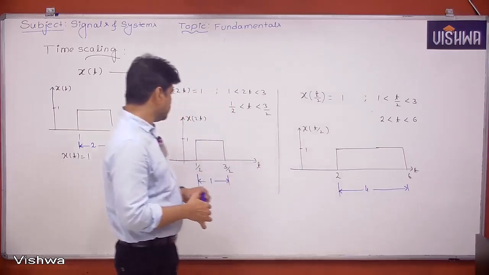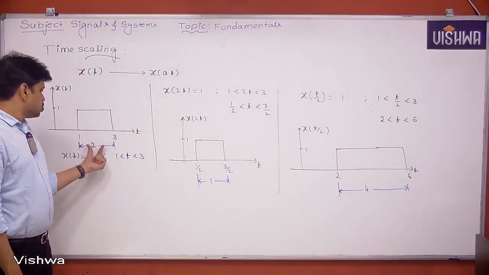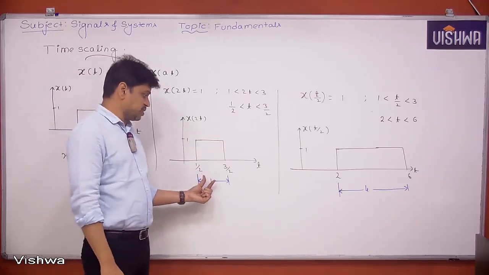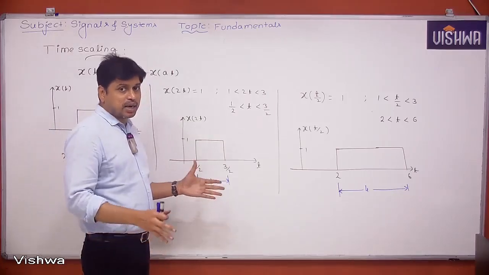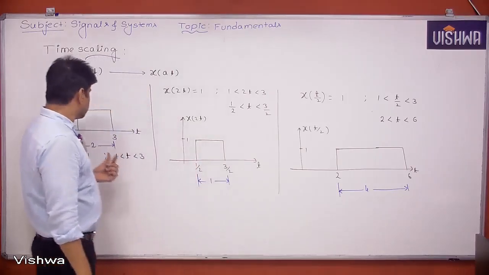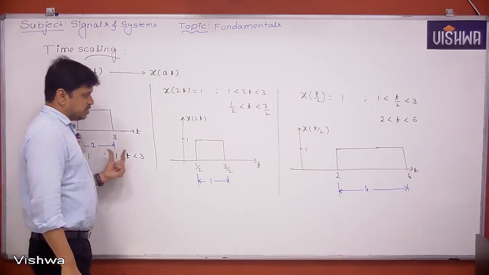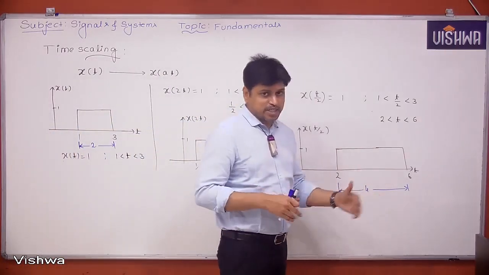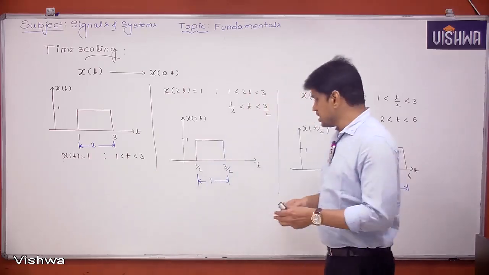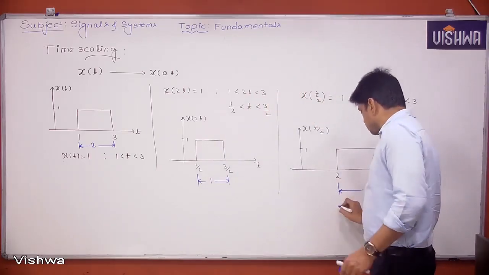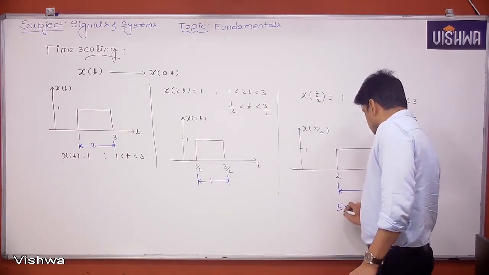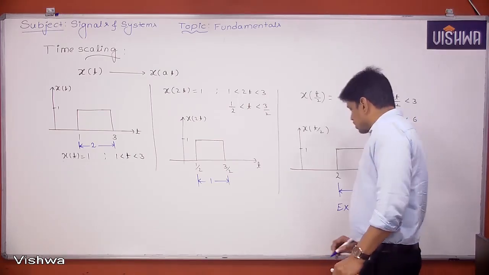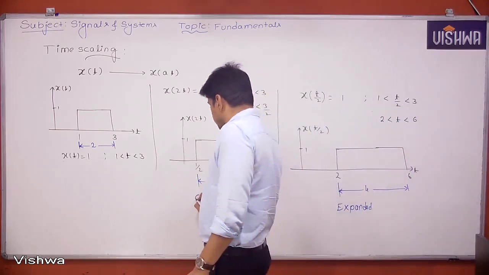Now here, the 2 units width signal became a 1 unit width signal. That means the signal got compressed. Next, the 2 units signal width becomes 4 units. That means the signal got expanded. That means this is nothing but the expanded version and this is compressed.